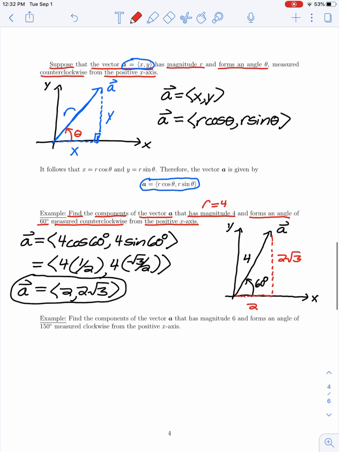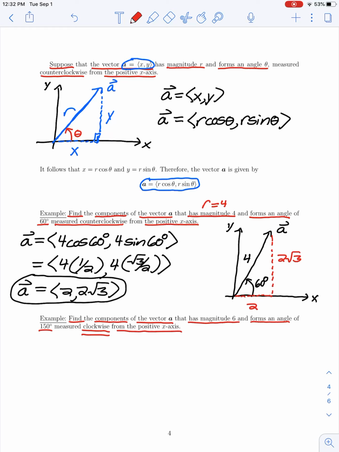So let's look at another one. In this next example, we are asked to find the components of the vector A, which has a magnitude of 6 and forms an angle of 150 degrees, reading carefully here, measured clockwise from the positive x-axis.